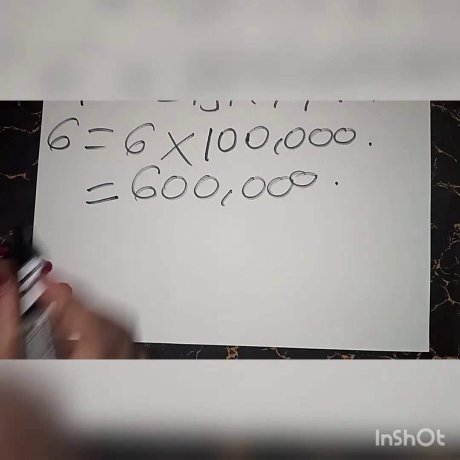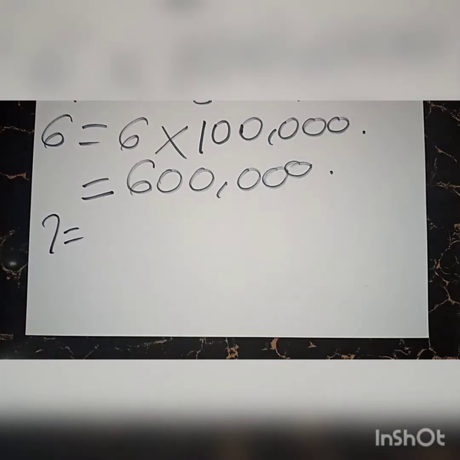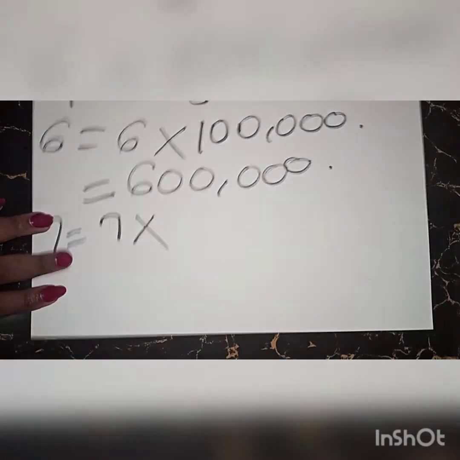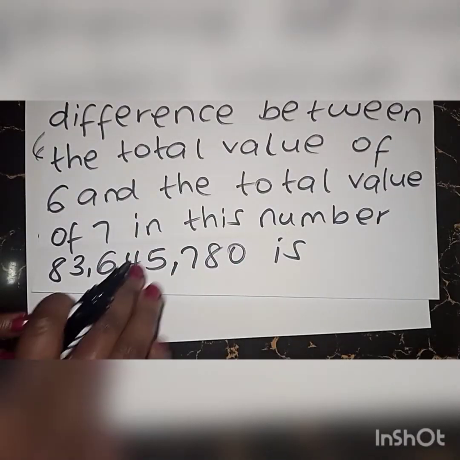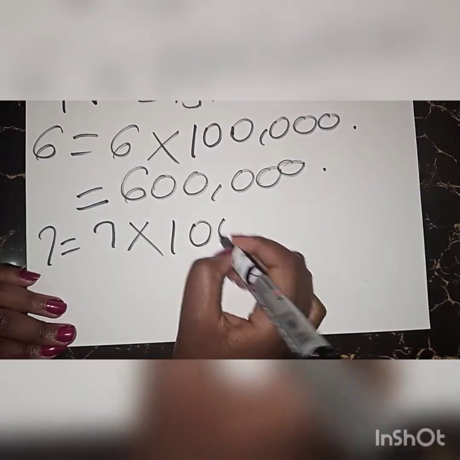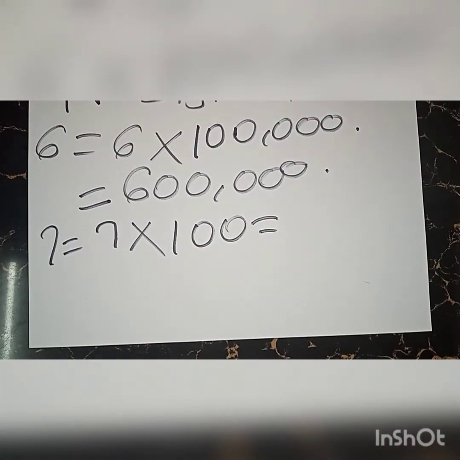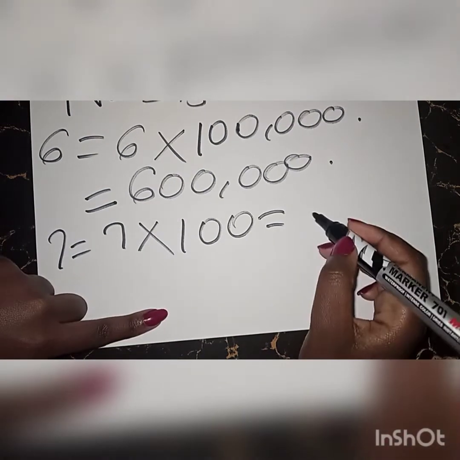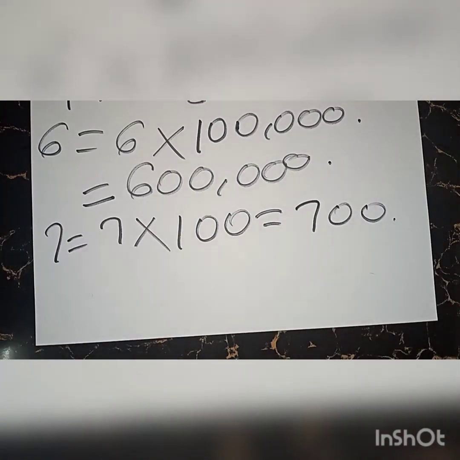Okay, and what is the total value of 7 in this number? 7, the digit, times, what is the place value of 7 in this number? 1s, 10s, 100s. Okay, so the place value of 7 in this number is 100. So that means that the total value of 7 in this number is 700. Are we following?